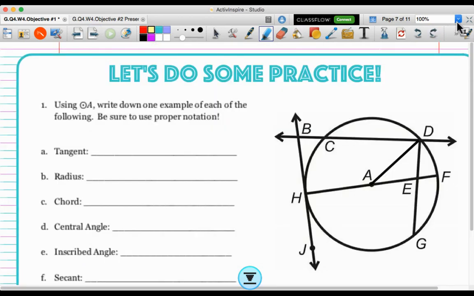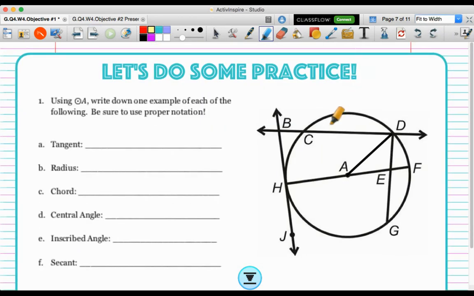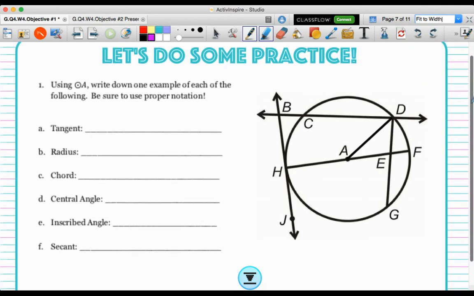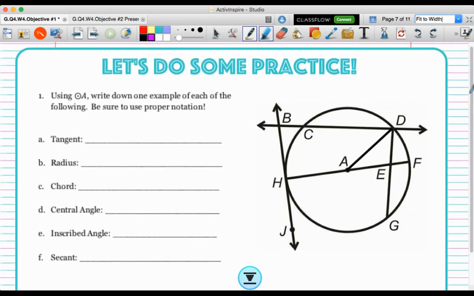So let's keep practicing. So using circle A, remember they're named by their center, we're going to write down one example of each of the following, and we're going to use proper notation. I'm going to write down more than just one example, but you really only need to write down one. I think this would be a great time to maybe pause the video and try this, right? And then finish watching and see if you get it.